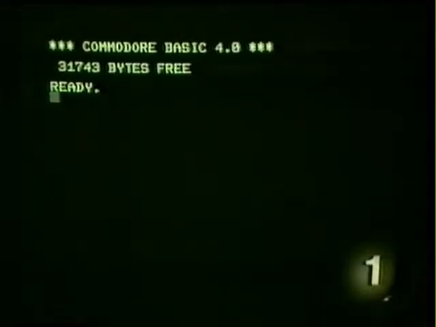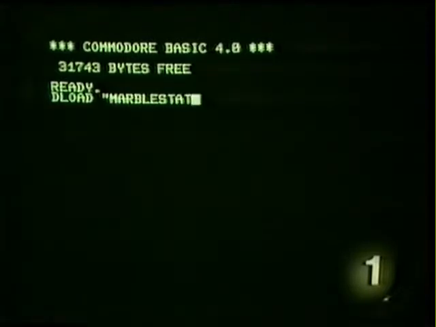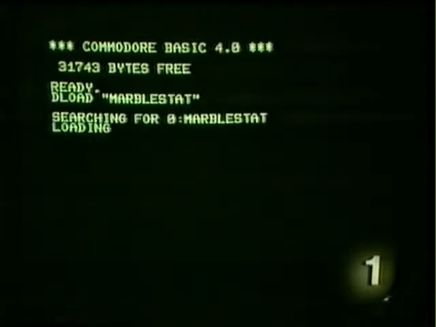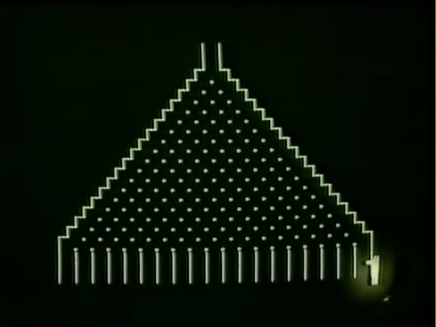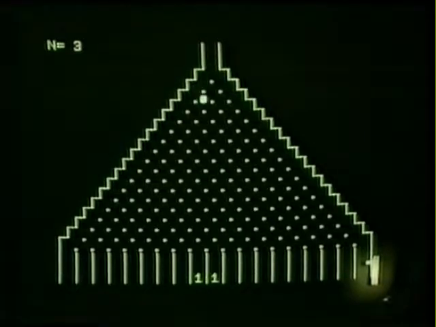Type load marblestat. This is a program about statistical probability. The probability of the marble falling into various compartments. It does move rather slowly, doesn't it? That's because the marblestat program is being translated instruction by instruction by the BASIC interpreter inside the computer.